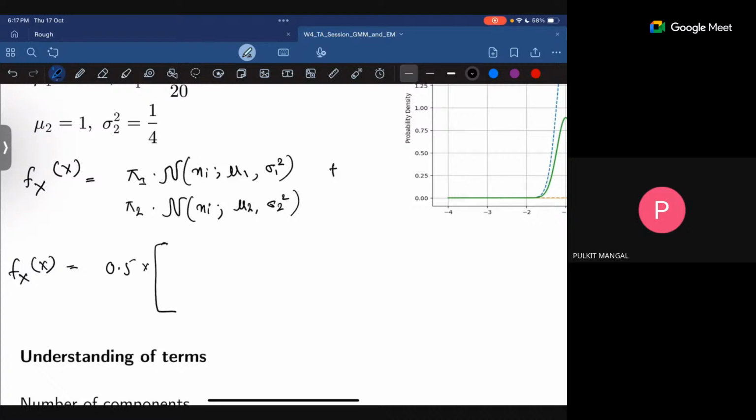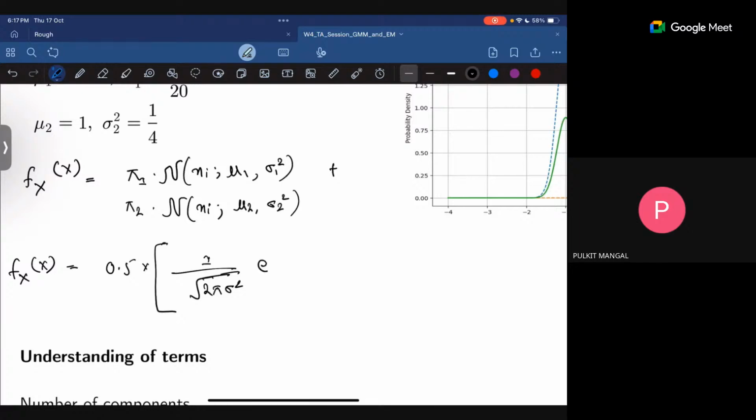What is the density function for normal distribution? It is 1 by root 2 pi sigma, times (xi minus mu1) the whole square upon 2 sigma square, and this will go in the exponential power. So it is 1 by root 2 pi sigma square.